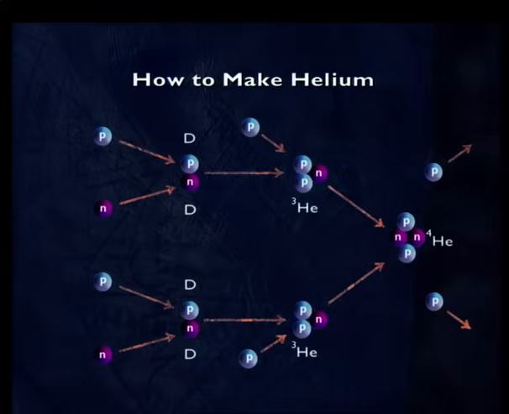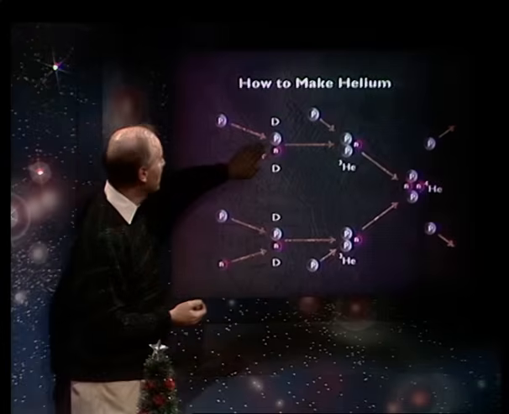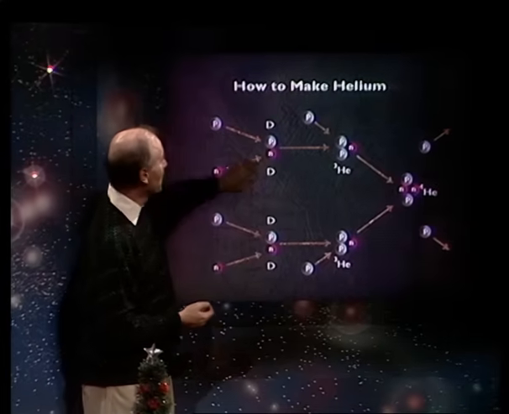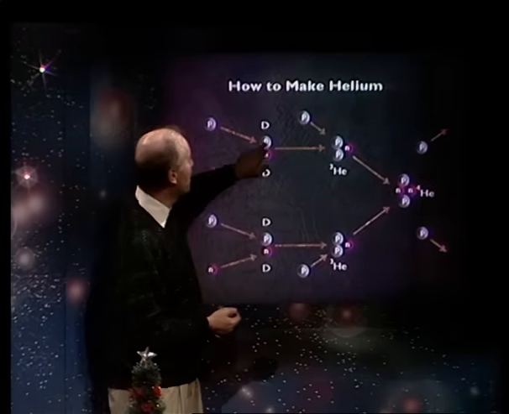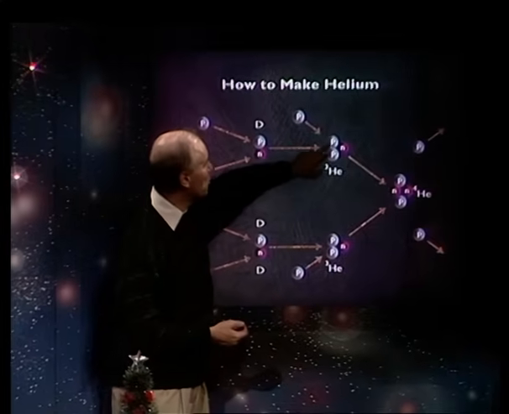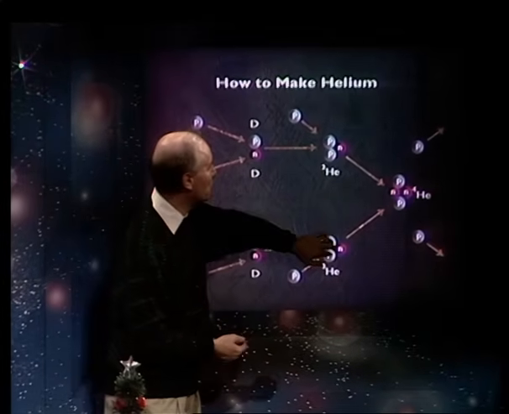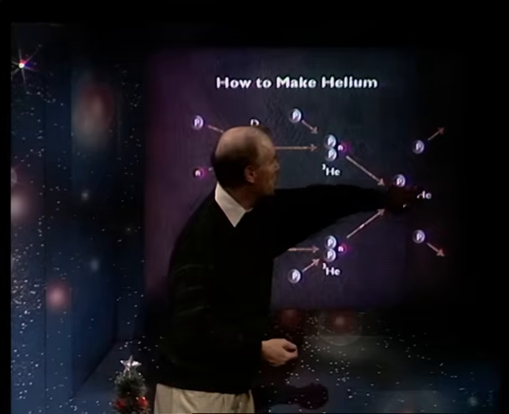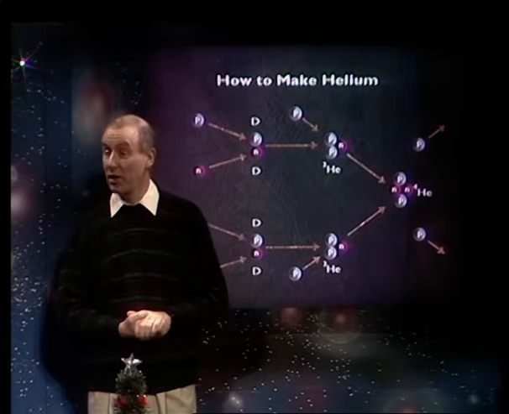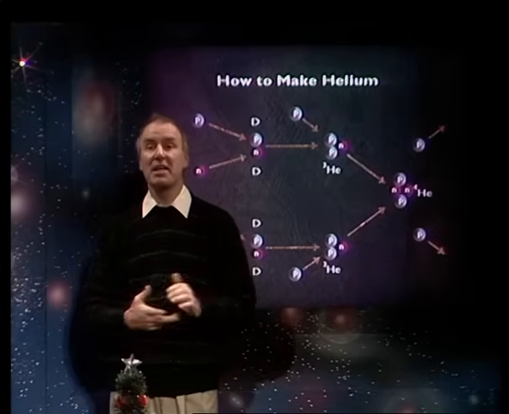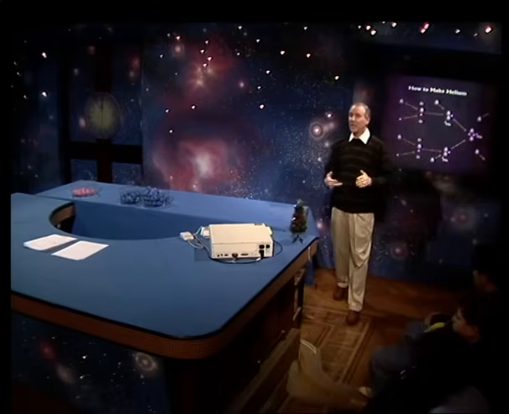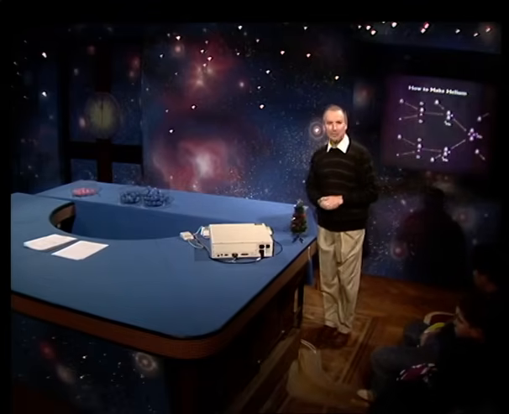What we're showing here is the protons and the neutrons, which are present in the very early universe. They combine to make deuterium. Then we add on another proton, and that then makes helium-3 with 2 protons and 1 neutron. And then two of these helium-3 nuclei combine together to make a helium-4 nucleus. And that is the process by which we make helium in the universe.